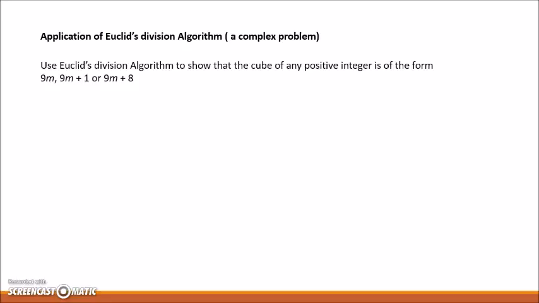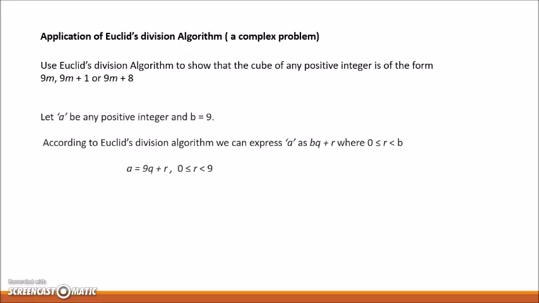Yeah. So we proceed to do a more complex problem using Euclid's division algorithm. So the problem states, use Euclid's division algorithm to show that the cube of any positive integer is of the form 9m or 9m plus 1 or 9m plus 8. So first let a be any positive integer and b be 9.